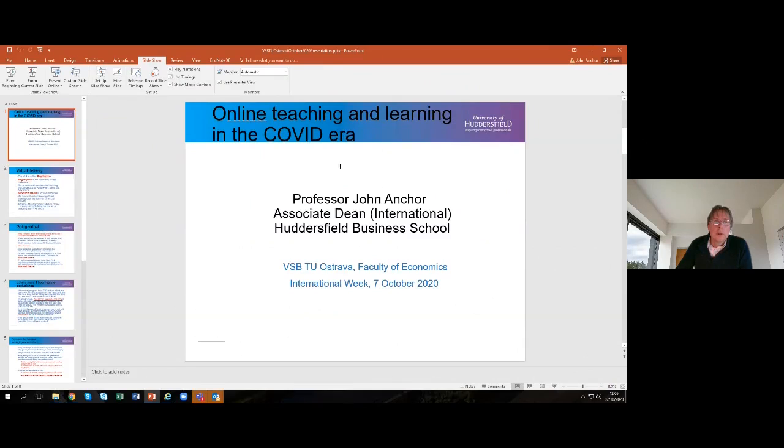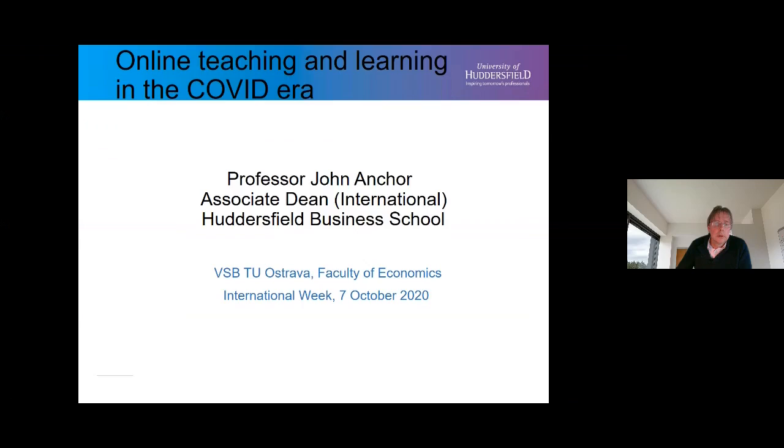The first speaker today is John Anker. He's a professor of international strategy and associate dean in the Huddersfield Business School in the UK. It's near Leeds, in case you were wondering. He got his PhD from the University of Manchester. And apart from academia, one thing that's really of great interest is that he's had extensive involvement in public service as a municipal councillor and governor of secondary, special and primary schools. So he's very much involved in the community.